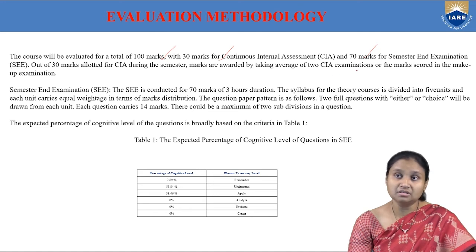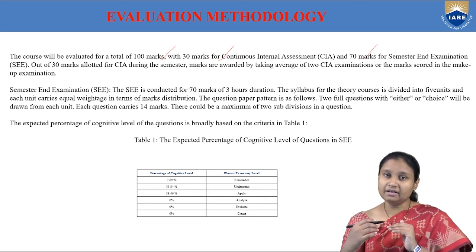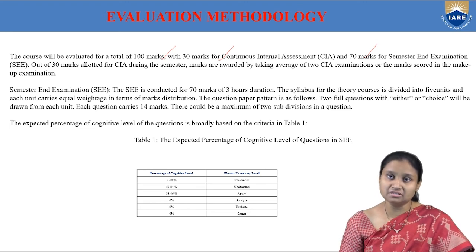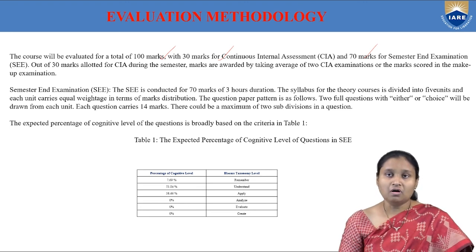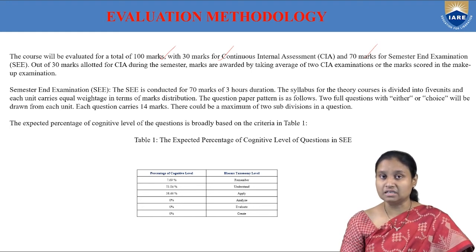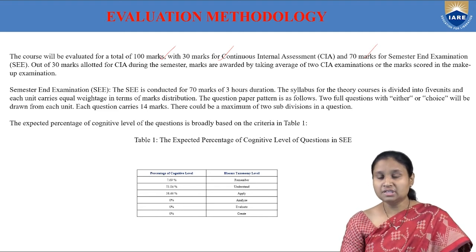What we are going to do for this CIA, marks are awarded by taking the average of 2 CIA examinations. Throughout the semester they are going to write 2 CIE examinations. We can take the average, or, of course it is for 20 marks, we may conduct 10 marks for first CIE and 10 marks for second CIE, and we can add. So it can be in both ways.